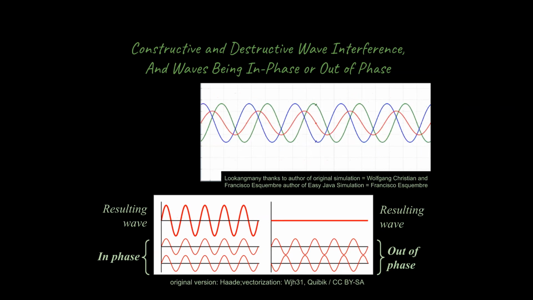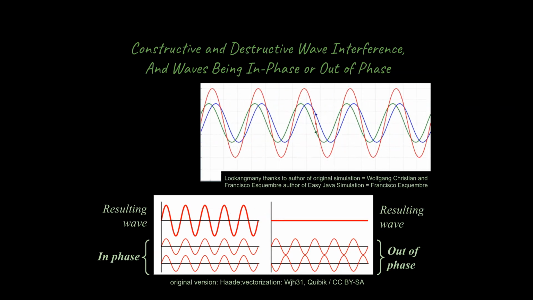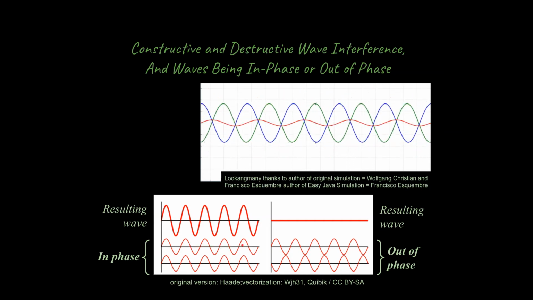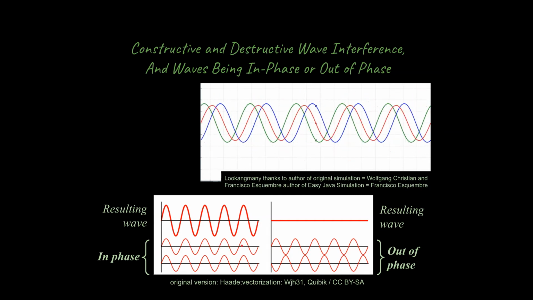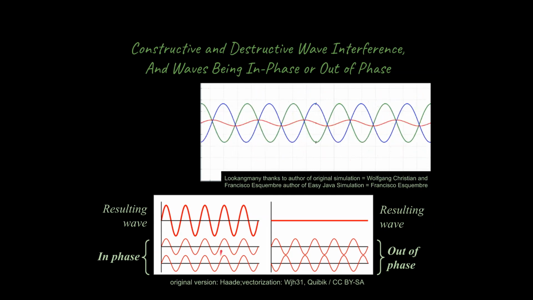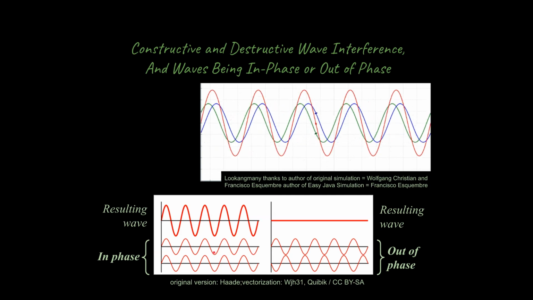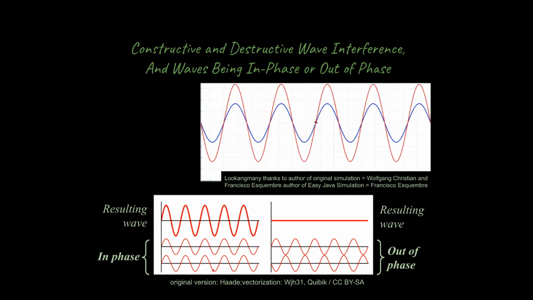The resulting wave is going to have constructive interference going on. So when I say in phase, I'm talking about two waves that have the same wavelength, amplitude, wave speed, are moving in the same direction and are lined up exactly with each other. So like the crest lines up with the crest of the other wave, the trough of one wave lines up with the trough of the other wave.